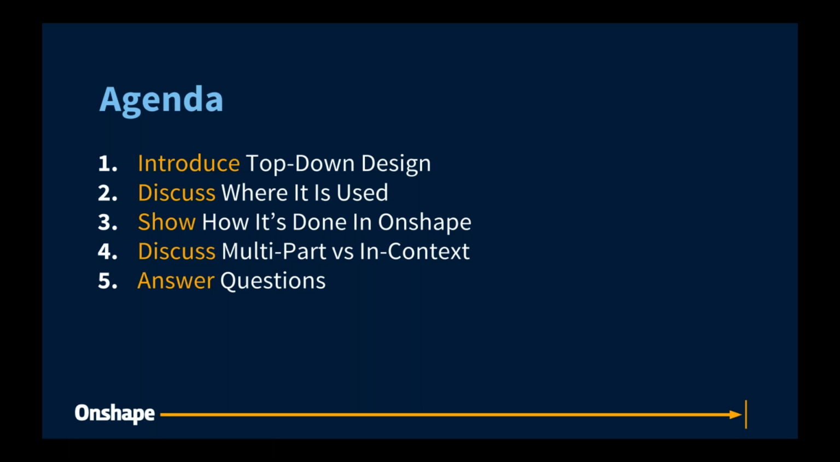Of course, the main thing I want to do here today, though, is show you how it's done in Onshape. And I want to give you a few options, things to consider when you're starting your top-down design in Onshape. And a big part of that discussion is discussing multi-part versus in context. And that's something that I want to take a moment to discuss. In fact, I'll probably be bringing it up throughout the entire webinar: when would you choose multi-part modeling versus in context modeling? And of course, answer any questions that you have.